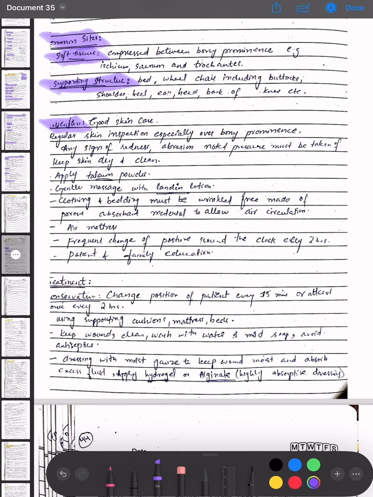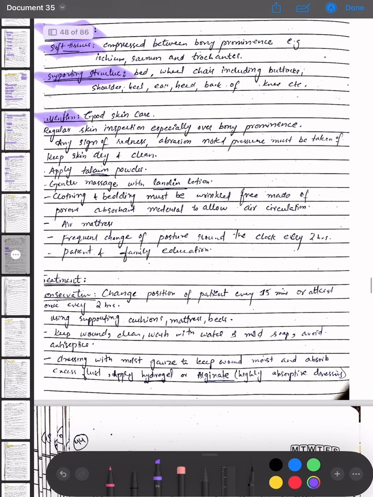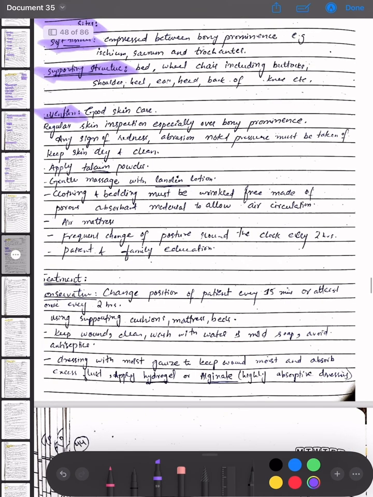How will we provide good skin care? This is the procedure. Apply talcum powder. Gently massage with lanolin lotion. Clothing and bedding must be wrinkle free, made of porous absorbent material to allow air circulation. Air mattresses should be provided. Change position frequently, round the clock every 2 hours, and patient and family education should be provided.